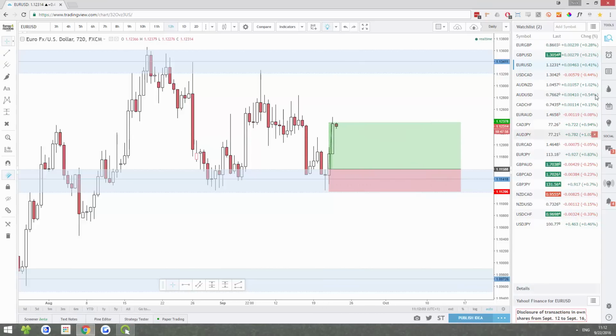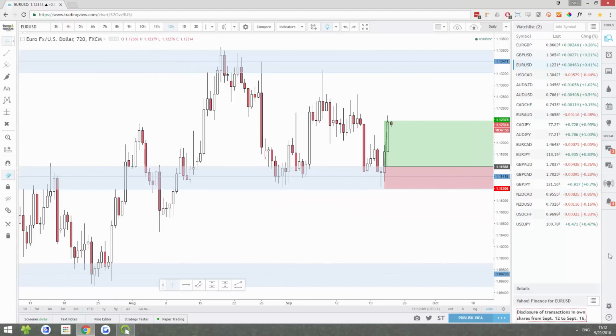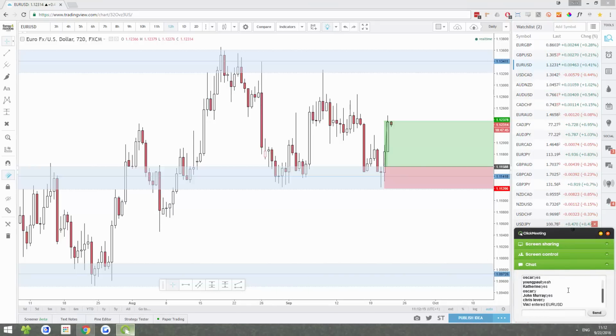Who else entered this one? And did anyone enter GBP USD instead? Now, where's the chat thing gone? Oh, there it is. Yeah, so who else entered this one? All right, Vin, you entered. Stu, you entered. Have you guys hit your target yet? All right, Vin, so you're out, and Stu, you're out. Anyone else? Nope.